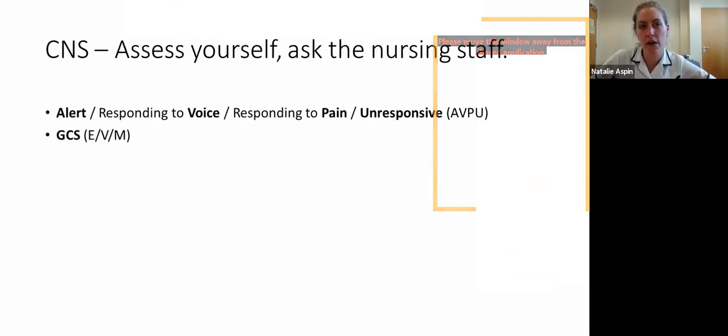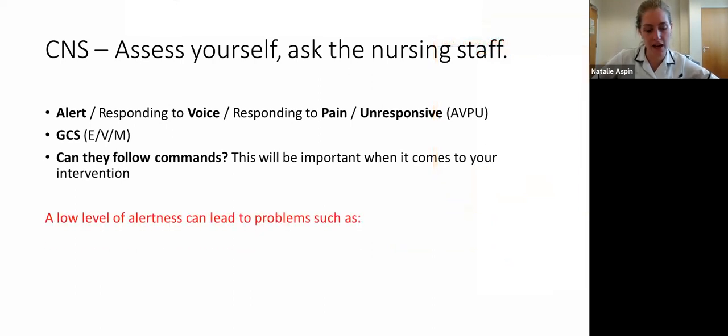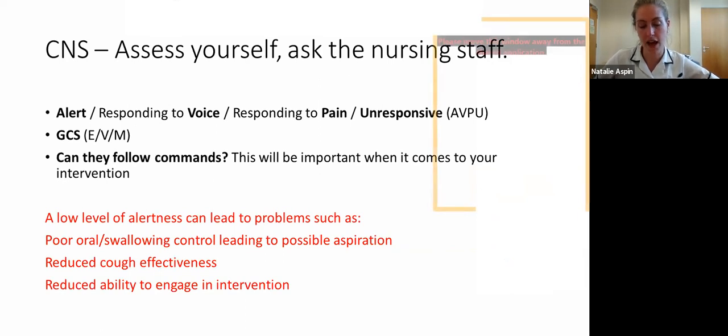Sort of your neuro, central nervous system stuff. So obviously what we want to be looking at here is, what is their GCS? And they look at the AVPU, don't they? So alert, voice, pain, and unresponsive. Can they follow commands? This is going to be really important when it comes to your treatment plan.